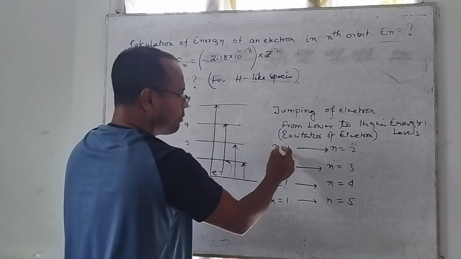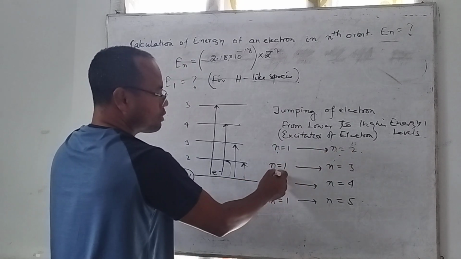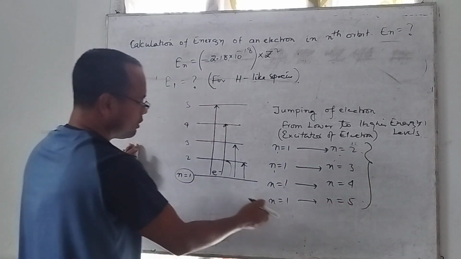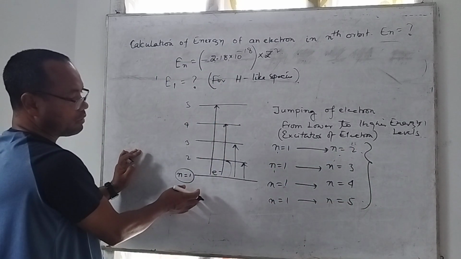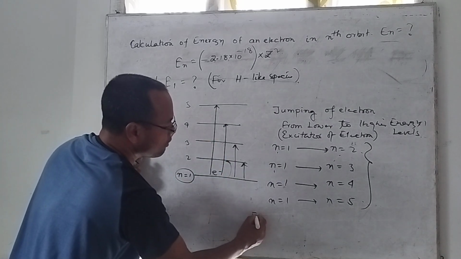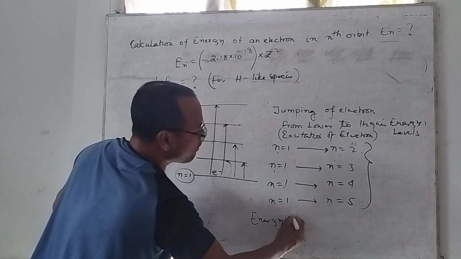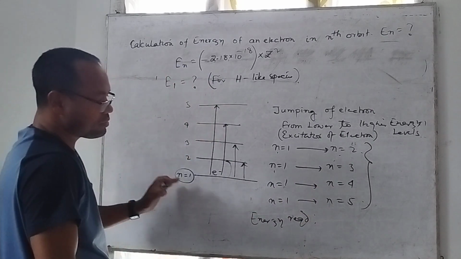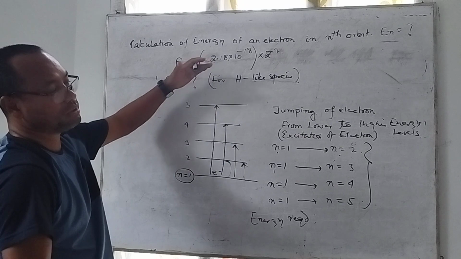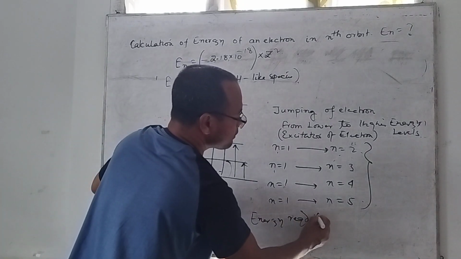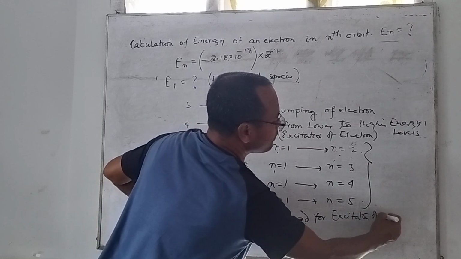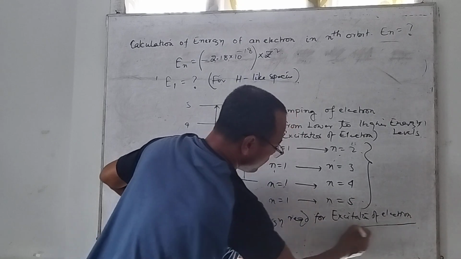Here is the excitation from n is equal to 1 to n is equal to 2, from n is equal to 1 to n is equal to 3, right? So these are the excitations of the electron. Now in the excitation of the electron, from a lower energy level to a higher energy level, energy is required, right? How much energy is required? The energy required for the different excitations will be different, right? That is the energy required for the excitation of the electron.